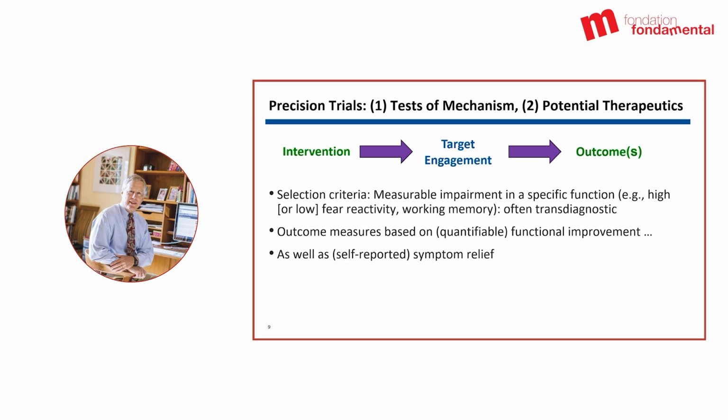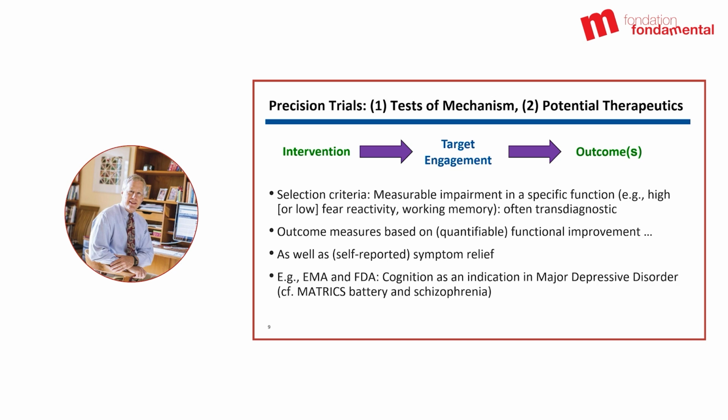But of course, as well as self-reported symptom relief. This is not being left behind. That's obviously another thing that is very important to look at. But the idea is that often the functional improvement will help us improve the symptom relief. And for example, if we want to look at functional improvements, we could look at the examples for both the EMA and FDA over the last decade, considering cognition as an indication in major depressive disorder, which actually follows the MATRICS battery in schizophrenia that started off in the early 2000s. Okay, moving on. So just to show you a couple of possibilities here in the next slide.